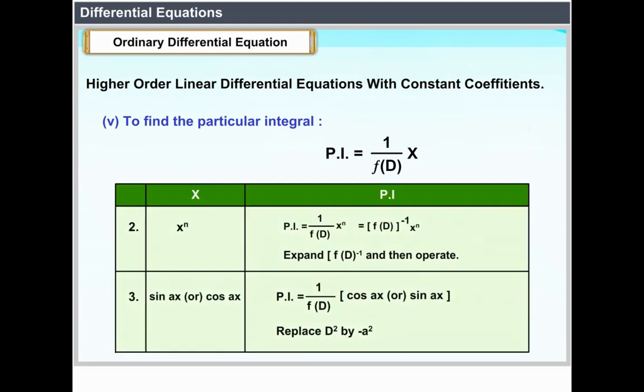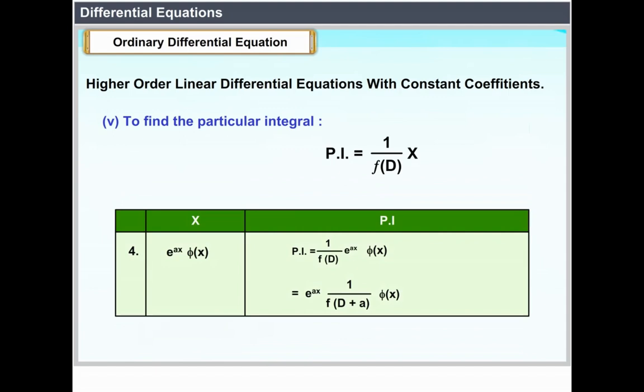Serial number 2: x^n stands for x. Then particular integral = 1/f(D) x^n = [f(D)]^(-1) x^n. Expand [f(D)]^(-1) and then operate. Serial number 3: sin ax or cos ax stands for x. Then PI = 1/f(D) cos ax or sin ax. Replace D^2 by -a^2. Serial number 4: e^(ax) times P(x) stands for x. PI = 1/f(D) e^(ax) P(x) = e^(ax) 1/f(D+a) P(x).